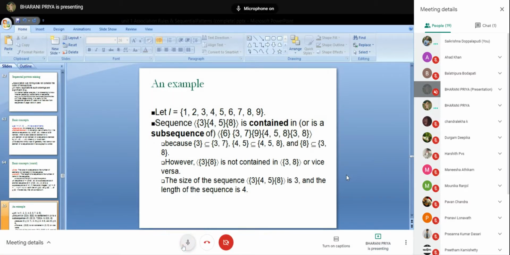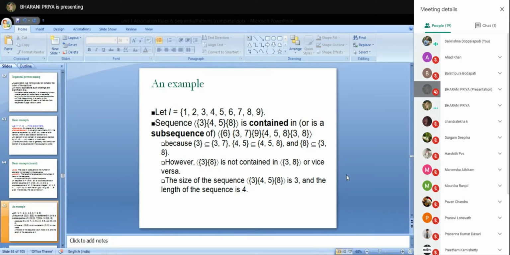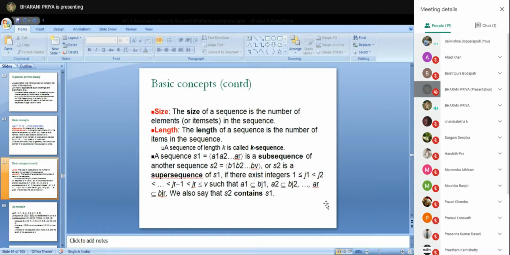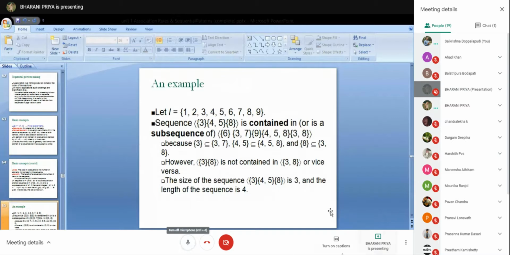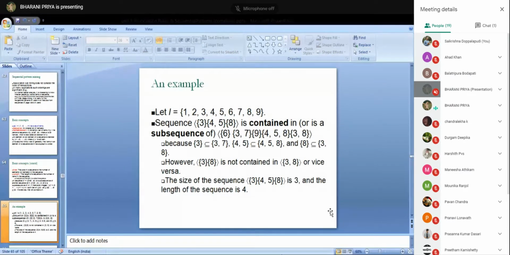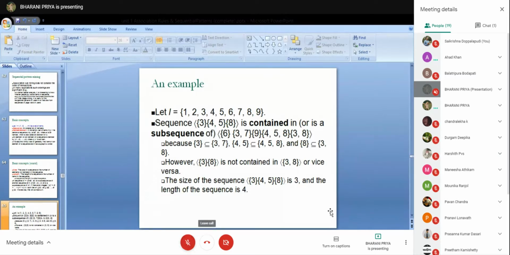Is this point clear? Yes. And it should be in the forward way. 3 should be in 3, 8, then next, 8 should be in another subsequence according to the rule. All right. Have you clearly understood the difference between size, length, sequence, and subsequence? Yes, ma'am. Okay.